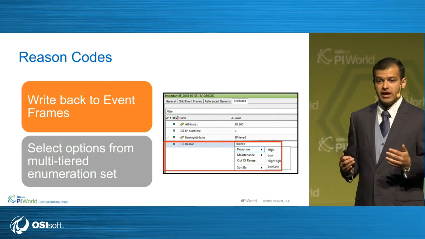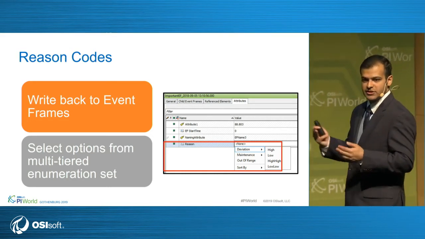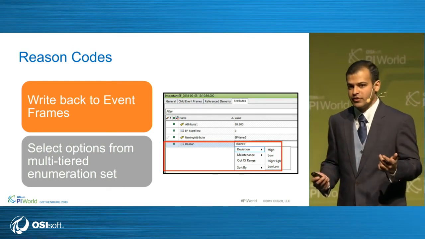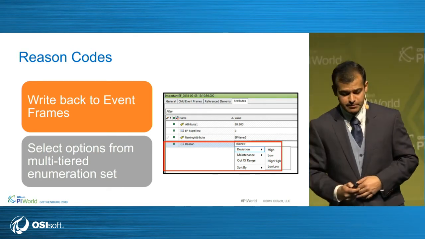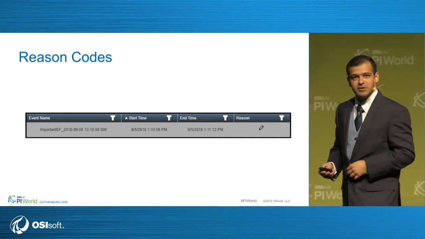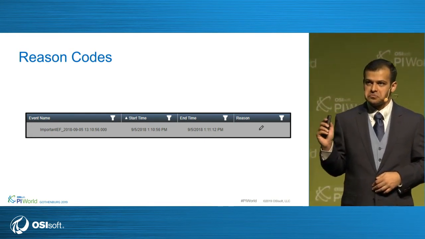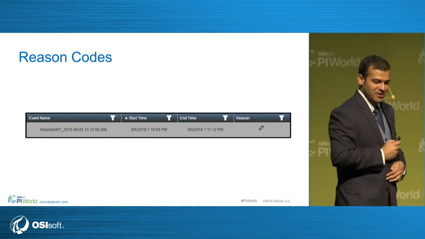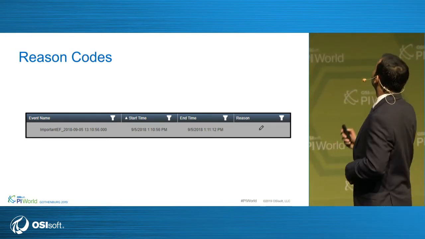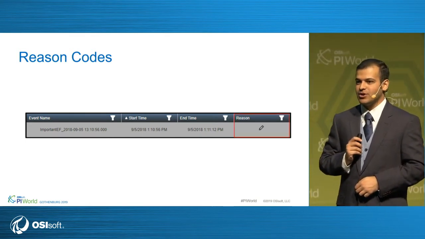And you can also have enumeration sets as you see on the screen. So you could have different enumeration sets, which could be multi-tiered. So you have deviation, maintenance, out of range, and further reasons underneath them. Who here has seen something like that? Or the question would be, who uses PyVision for event frames? A decent number of hands I can see over there. That's good. So if you look at that pencil-looking thing on the screen, if you click on that, that's where you add your reason code.